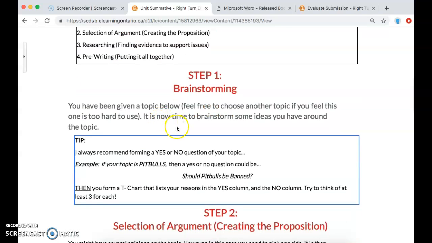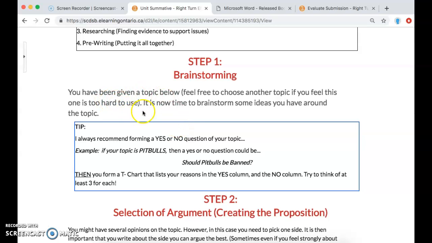Okay, so for brainstorming, below, once we finish all these steps in this overview where it says the assignment information, there is a topic given to you. If you don't want to do that topic because it's so uninteresting to you that you feel like you can't possibly write anything about it, you can feel free to choose your own topic, but maybe just run it by me first, okay?